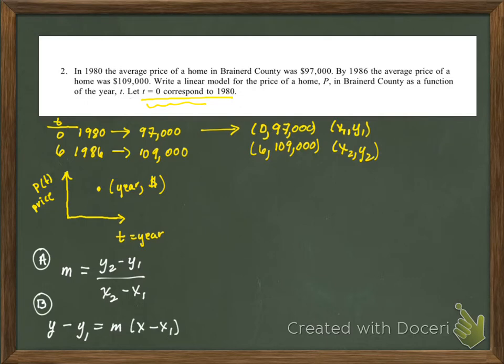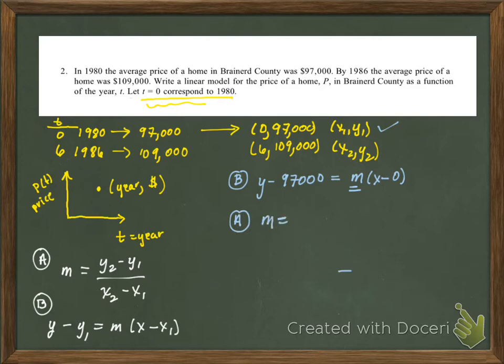So if we look at equation B, let's go over here and write that again in a different color. So using equation B, y minus, well, we want to plug in our y1, 97,000 equals the slope times x minus x1, which in this case is 0. So I used that point in my point slope formula. Alright, but I'm still missing my slope. But that's okay, because I'm now ready to use equation A. I have 2 points, so I have enough information to find the slope.